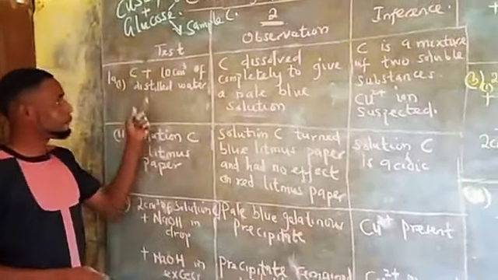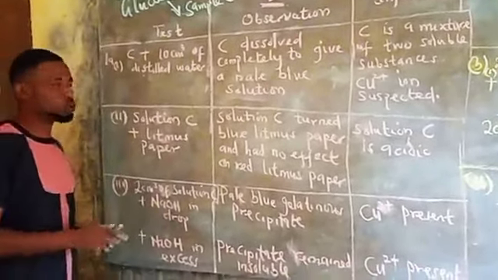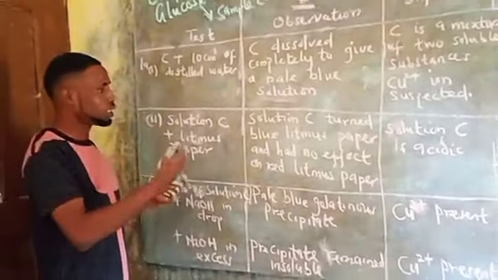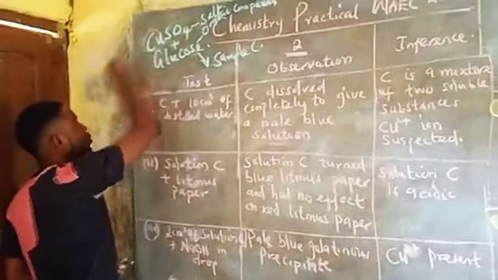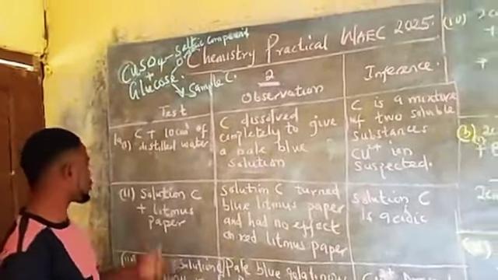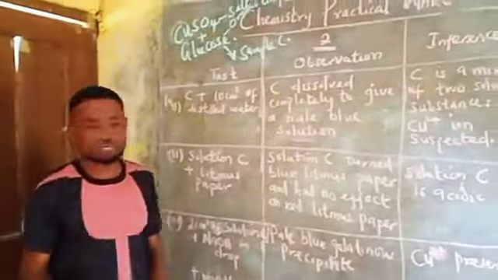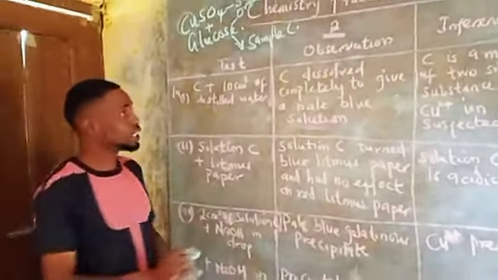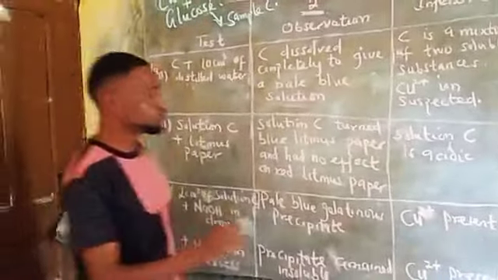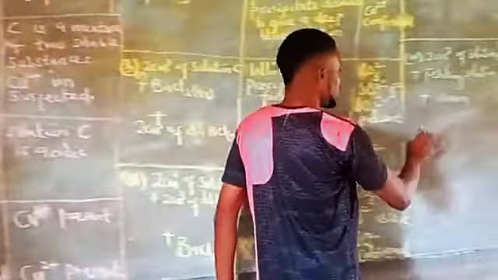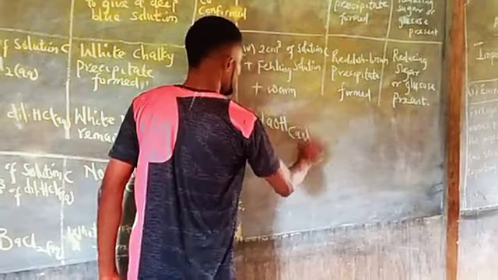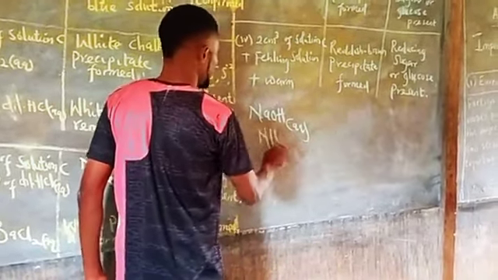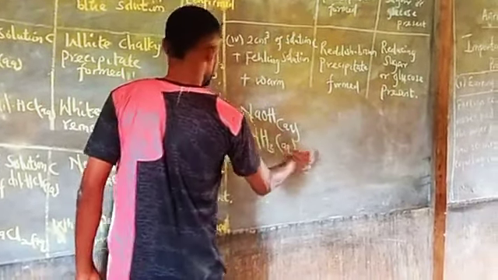Now another question is why we like to test for this ion, the copper ion. Now, how will WAEC test for this? They are going to use two reagents. The first one is NaOH, that's aqueous sodium hydroxide, and ammonia.